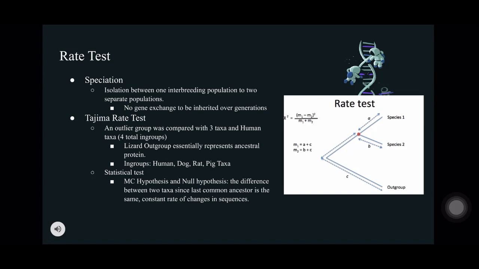Different species derive from each other through speciation, which is the isolation between one interbreeding population to 2 separate populations. So there's no gene exchange because they're isolated. So there's not going to be any inherited shared genes over generations, which leads to species looking very different from each other. The purpose of this rate test is it will distinguish between a species evolving randomly or neutrally over time compared to a non-random process.